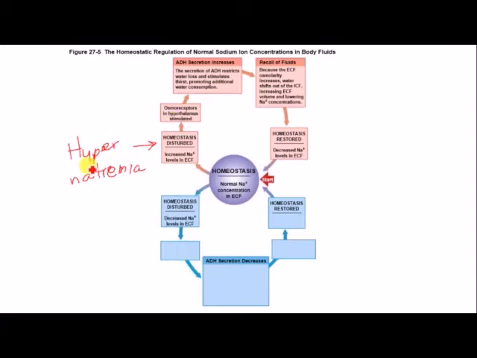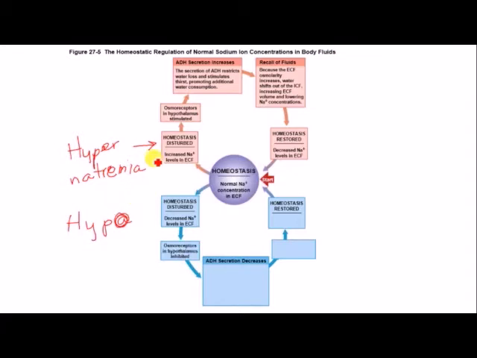If we have homeostasis disturbed with decreased sodium levels, I'm just going to write the first part of it, hyponatremia. That's supposed to be an O, not an A. Hyponatremia can be caused by overhydration or inadequate salt intake.